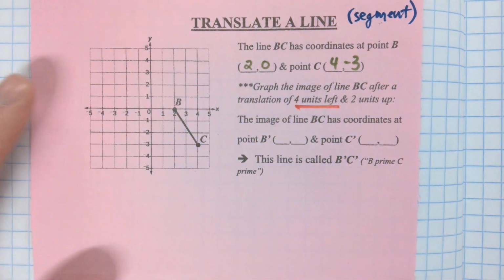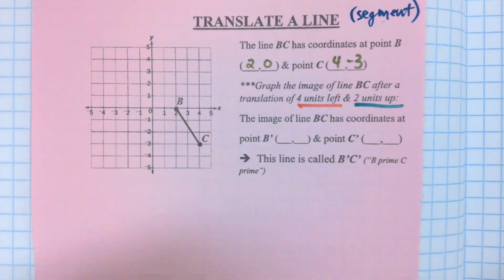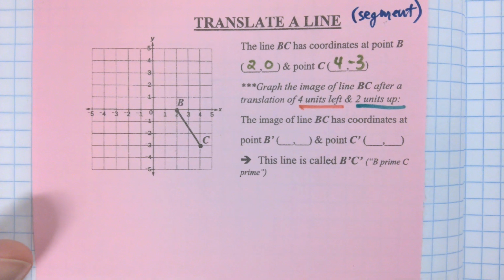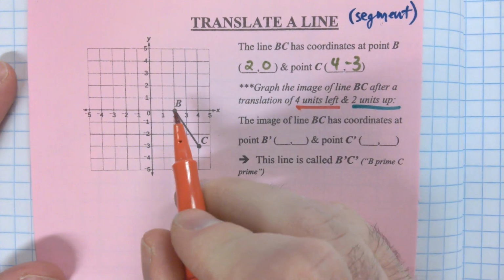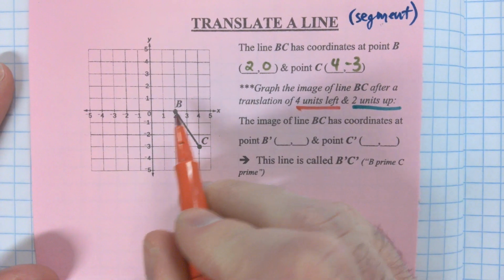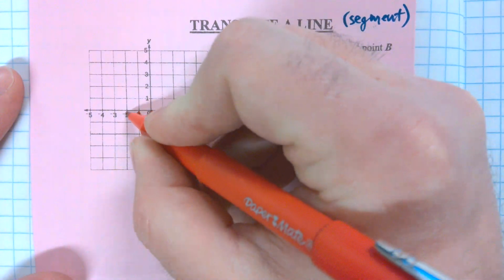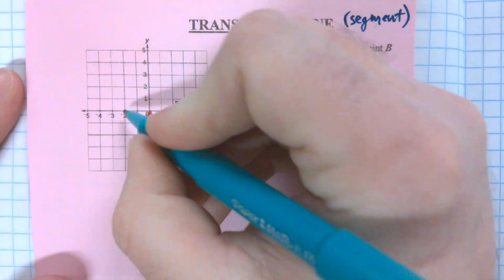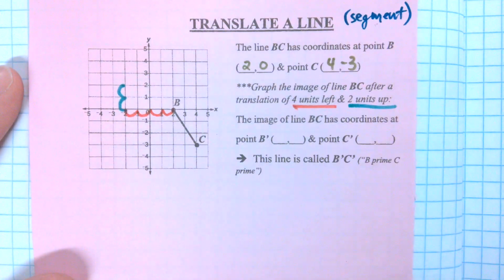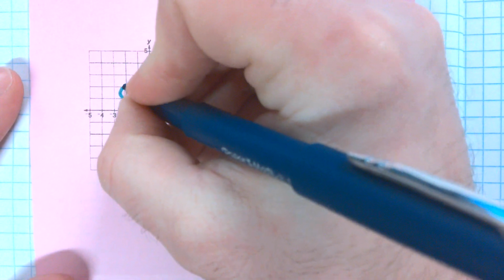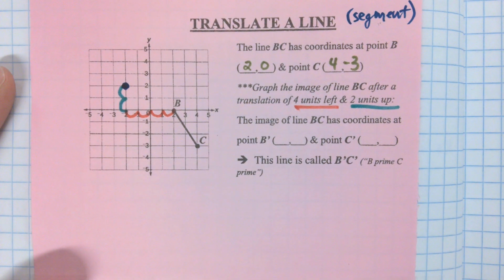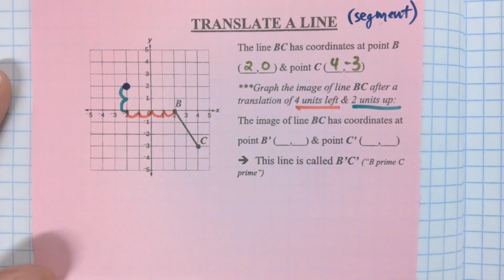4 units left, I'm going to do in red. 2 units up, I'm going to do in blue. And I'm going to start with point B. From point B, I'm going to go 4 to the left. 1, 2, 3, 4. And 2 units up. 1, 2. Boom. There's my translated point.